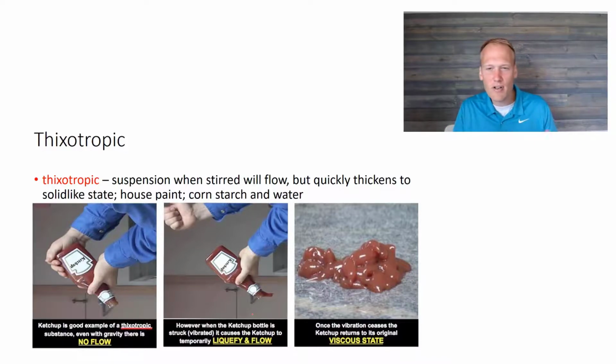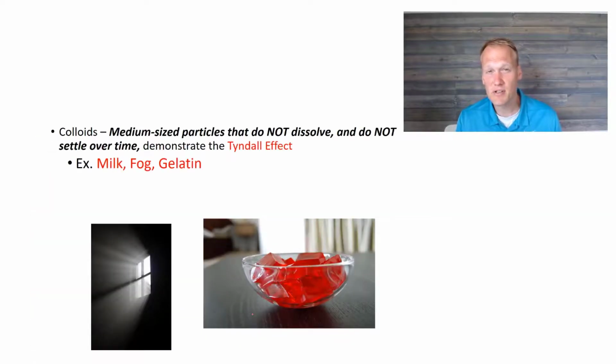So it's kind of one of those substances that's in between a liquid and solid, and it would be a suspension. That's why the water sometimes sits on top of the ketchup. Another heterogeneous mixture is called a colloid. A colloid is when you have medium-sized particles that do not dissolve, but they also don't settle over time.